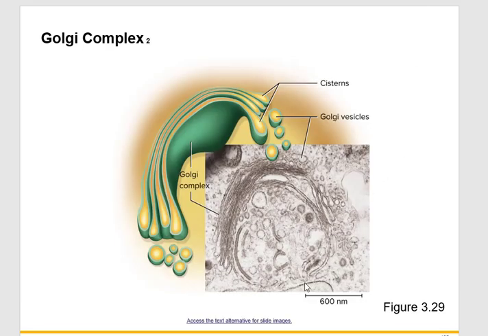Here is a real electron micrograph picture, and then this is the cartoon representation of it. If you look, you have these closed-end bags, and they appear in stacks like this, and you can see the vesicles blebbing off, pinching off.